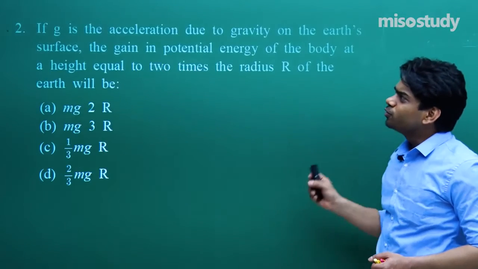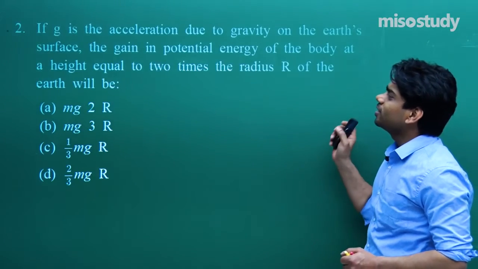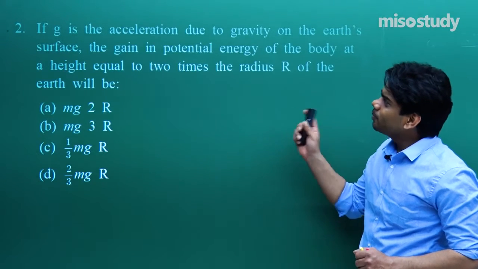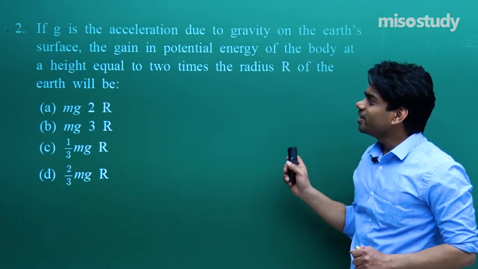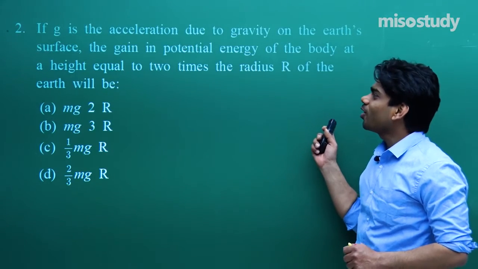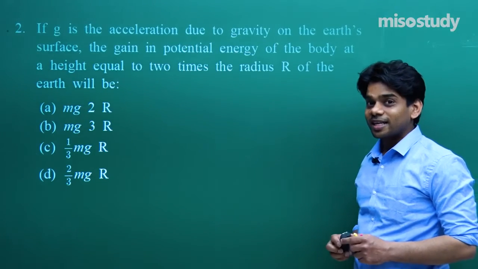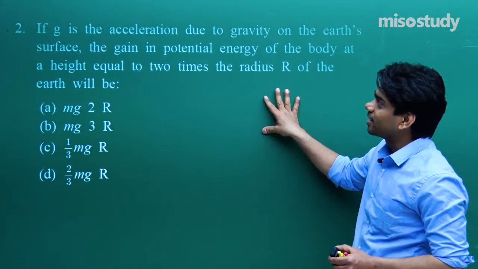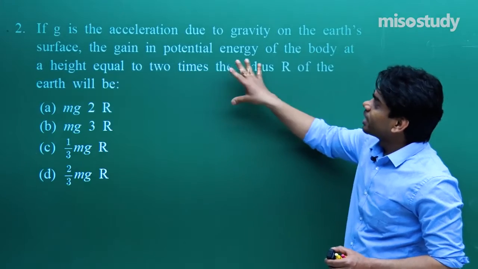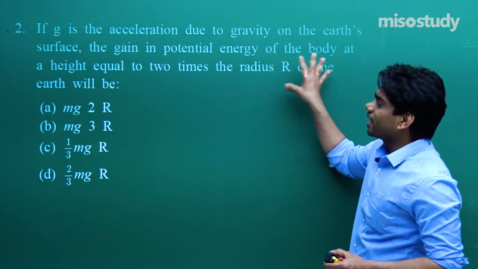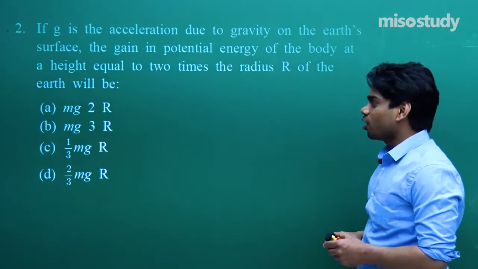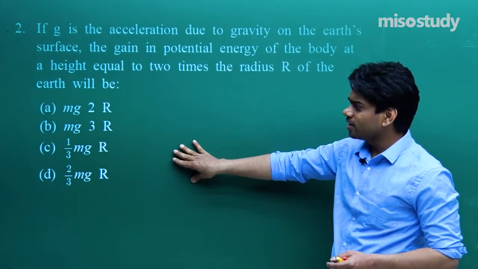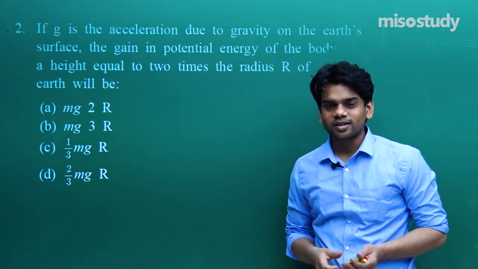Question 2. If g is the acceleration due to gravity on the Earth's surface, just now we did acceleration due to gravity, the gain in potential energy of a body at a height equal to 2 times the radius R of the Earth will be. Understand the question. g is the acceleration due to gravity at the Earth's surface. It's asking the gain in potential energy of the body at a height equal to 2 times the radius R of the Earth will be: A mg2R, B mg3R, C 1 by 3 mgR, D 2 by 3 mgR. Let's see.